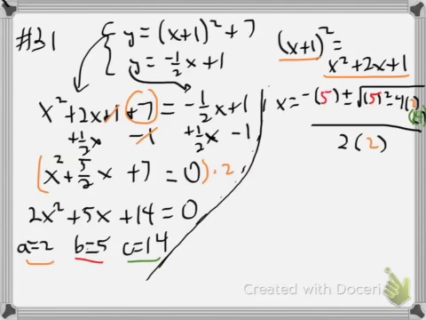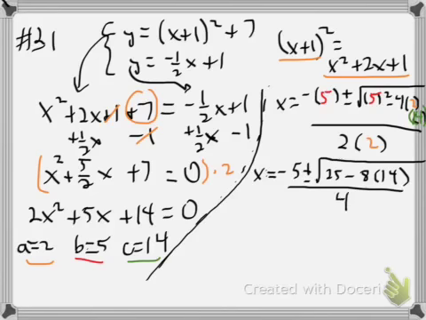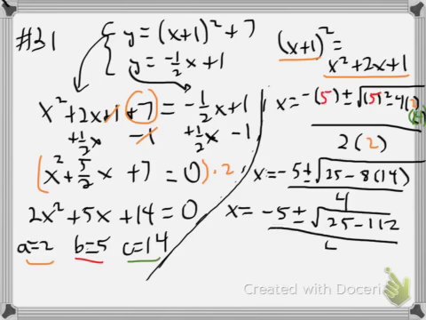So we'll simplify that thing. x equals negative 5 plus or minus the square root of 25 minus 8 times 14, all over 4. 8 times 14 is 112. So I get x equals negative 5 plus or minus the square root of 25 minus 112, all over 4. 25 minus 112 is negative 87.